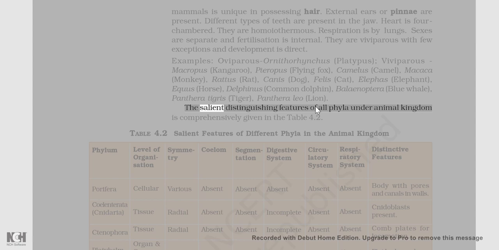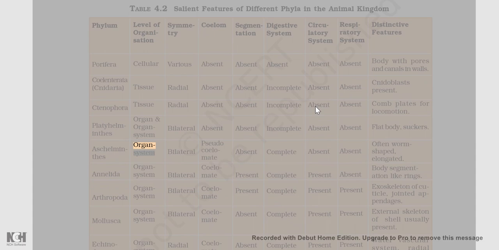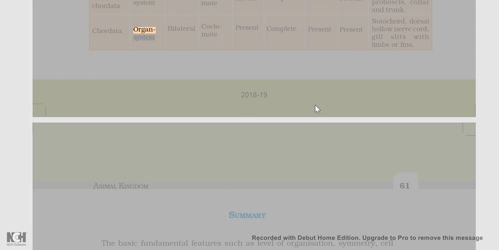The salient distinguishing features of all phyla under animal kingdom are comprehensively given in Table 4.2. Level of organization: cellular, tissue, organ and organ system.